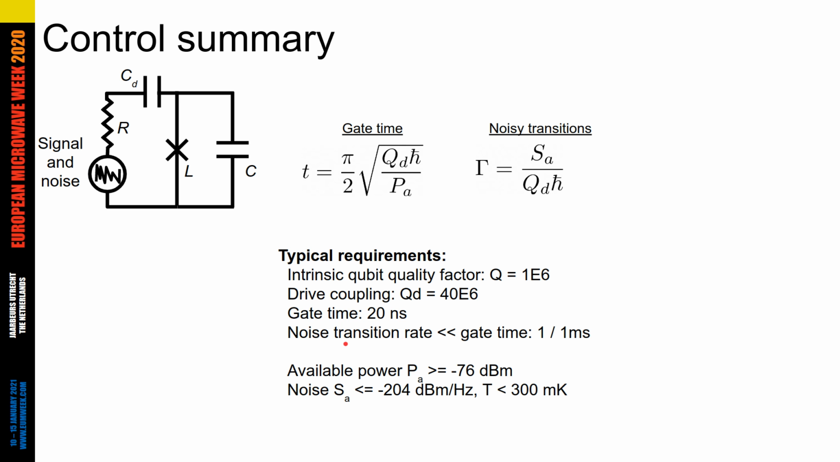Putting all the numbers together, we see that we need an available drive power of greater than or equal to minus 76 dBm, and we need the noise power spectral density to be less than or equal to minus 204 dBm per hertz. That corresponds to a temperature of 300 millikelvin. This very low noise temperature is usually achieved by using a conventional source at room temperature and attenuating. The attenuators are inside the cryostat to reduce their noise to tolerable levels. Now, an alternative approach could be to put the signal source inside the cryostat, and that's an area of active research.